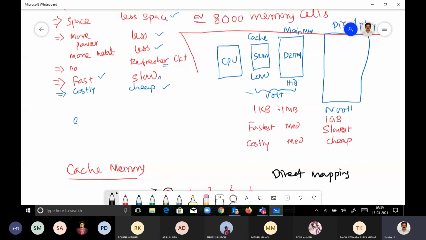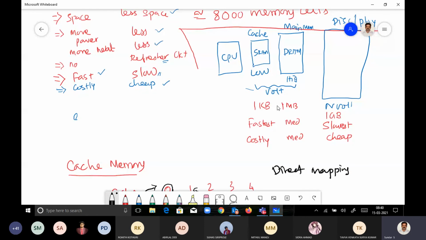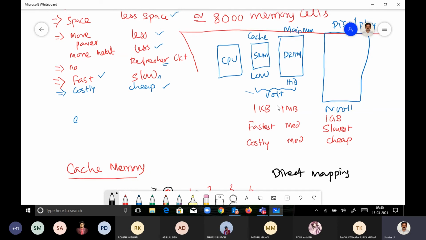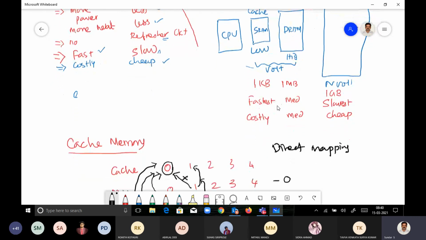The main characteristics: usually the cache memory comes in kilobytes of capacity, main memory in megabytes, and disk memory in gigabytes. Static RAM is the fastest one. So in this group, the fastest is static RAM and the slowest is disk memory. And the costliest is cache memory and the cheapest is disk memory. So main memory is somewhat medium when compared to these two, right?